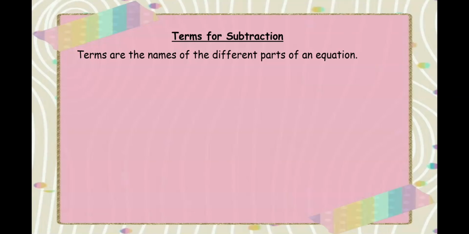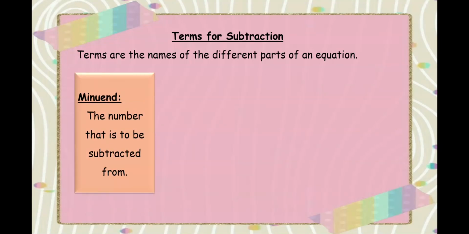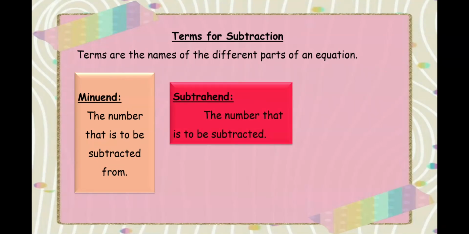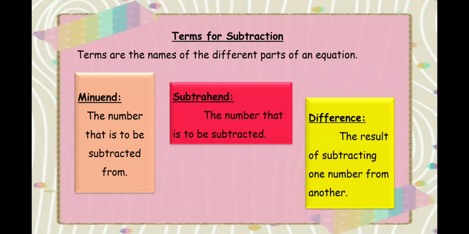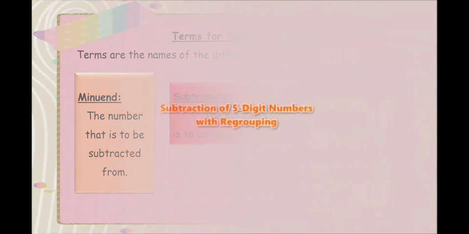So now let us come towards the terms of subtraction, as we know that the terms are the names of different parts of an equation. Equation means a question. So here we have three terms for the subtraction. The first one is minuend, the number that is to be subtracted from. The second one is subtrahend, the number that is to be subtracted. And the third one is the difference. And difference is the result of subtraction, or you can say the answer of subtraction.